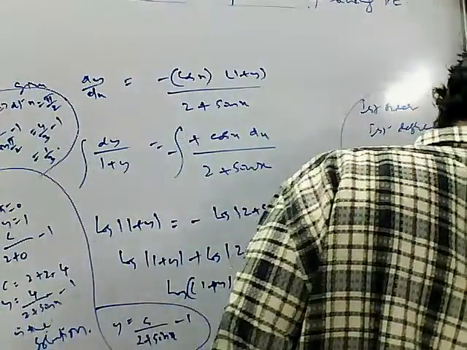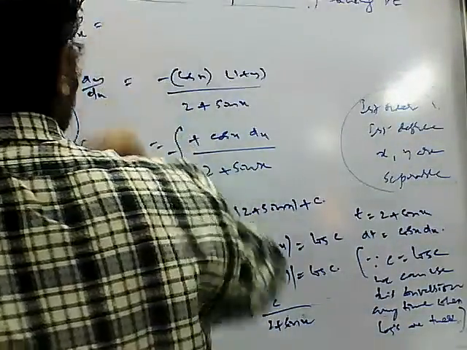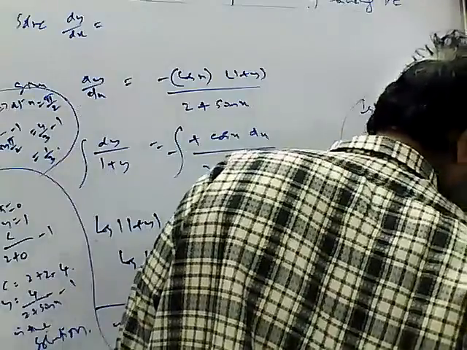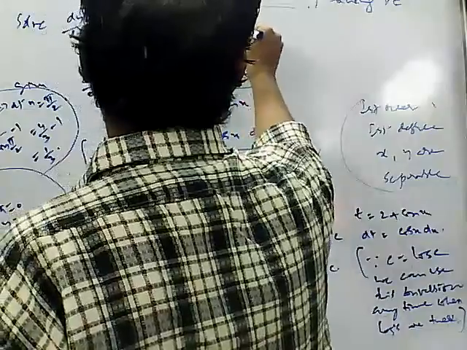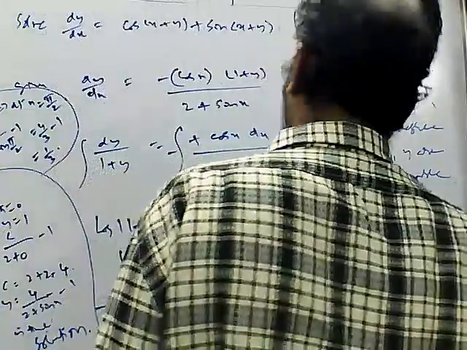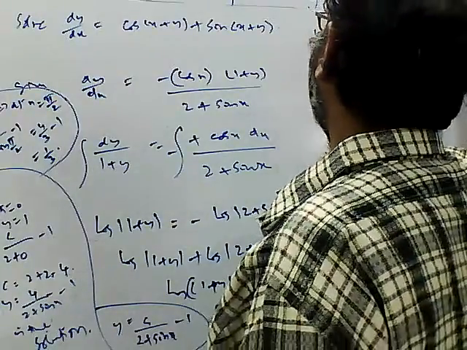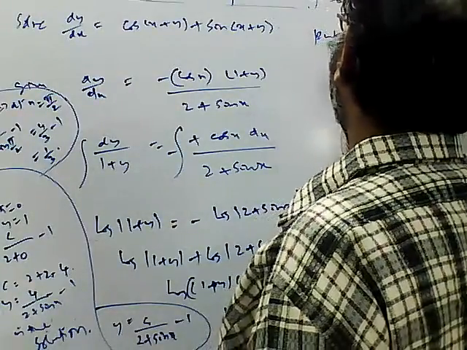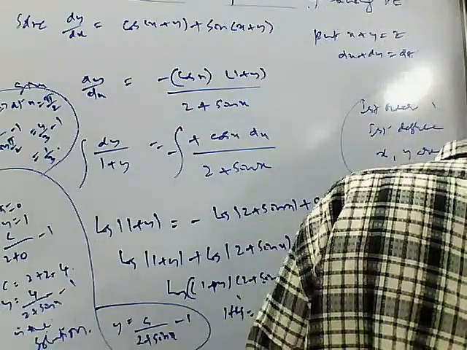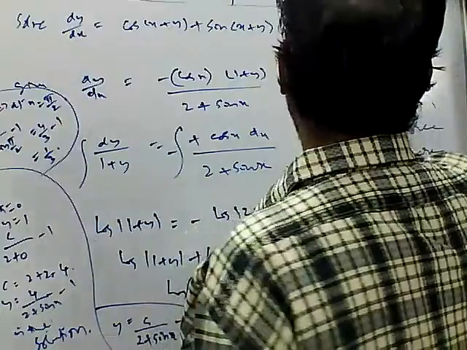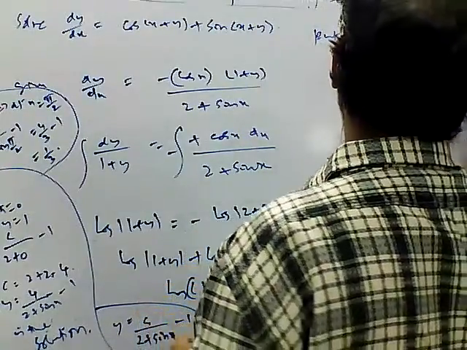So our derivative is equal to cos(x+y) + sin(x+y). Right? Now put x + y = z. So dx + dy = dz, that is 1 + dy/dx = dz/dx. Right?